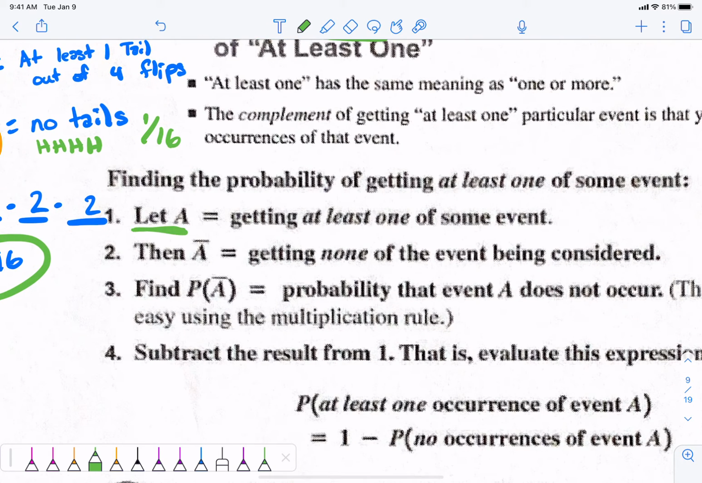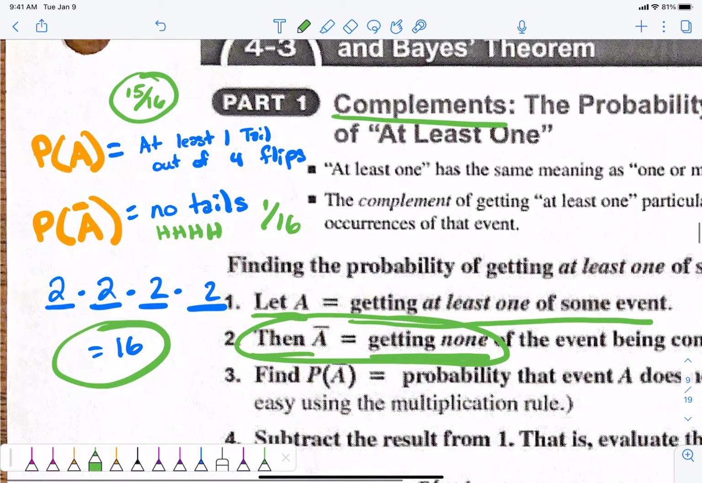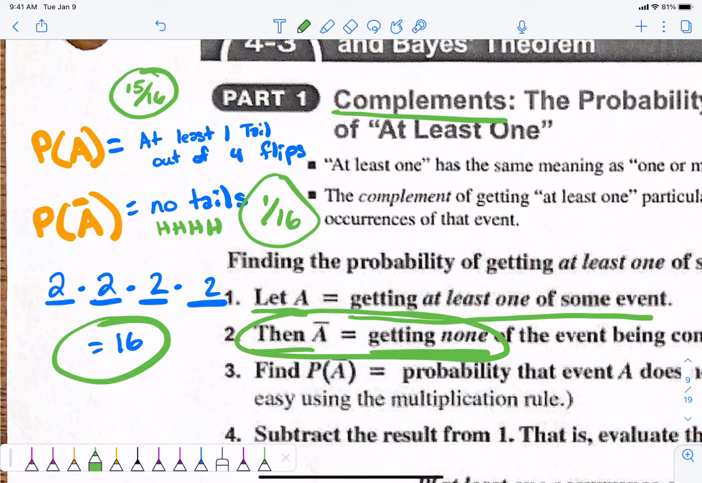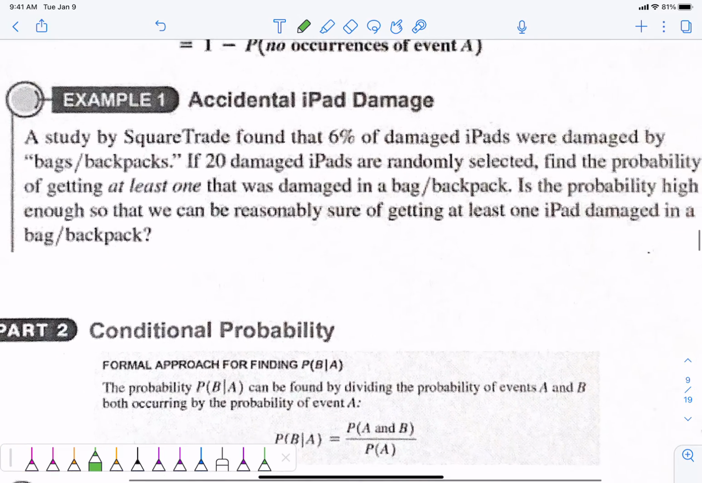They say let A be the probability of getting at least one of something, then A hat would be getting none of that thing. At least one tail versus no tails. Those are complements of each other. So then we find the probability of getting none, and then we subtract it. Like we did here, we had 1 out of 16, and we subtracted to get 15 out of 16. So they're gonna confuse us down here below in example 1 just a little bit.